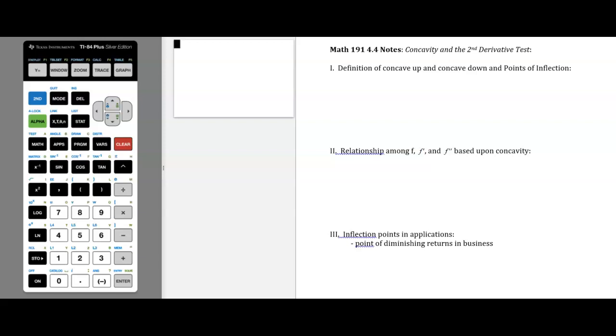Okay, so let's give this a try. These are the notes for section 4.4, and this is the material that we were going to cover in class on Monday the 16th. So we're going to talk about concavity and the second derivative test.